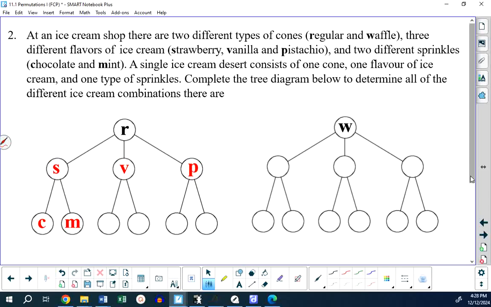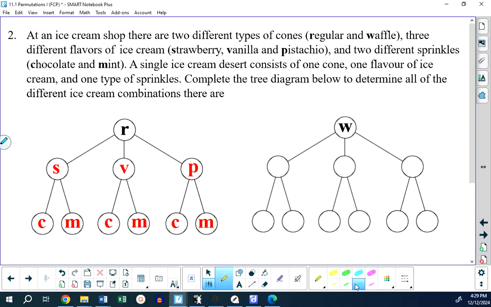And I want to point out to everybody at this point, before we finish this tree diagram, that this path that I'm highlighting in green is one particular combination for an order. You can order a regular cone with strawberry ice cream with chocolate sprinkles. This branch that I'm highlighting in blue is a different combination. It's a different order. You can choose a regular cone with strawberry ice cream and mint sprinkles. If we continue with this, looking at the middle of this tree on the left, a regular cone with vanilla ice cream, you can go ahead and choose chocolate or mint sprinkles. A regular cone with pistachio, you can choose chocolate or mint.